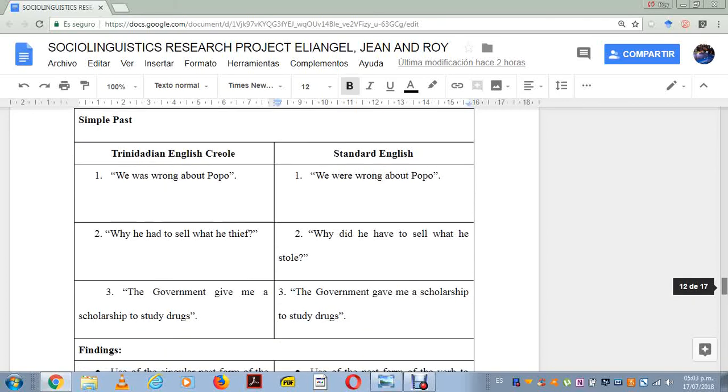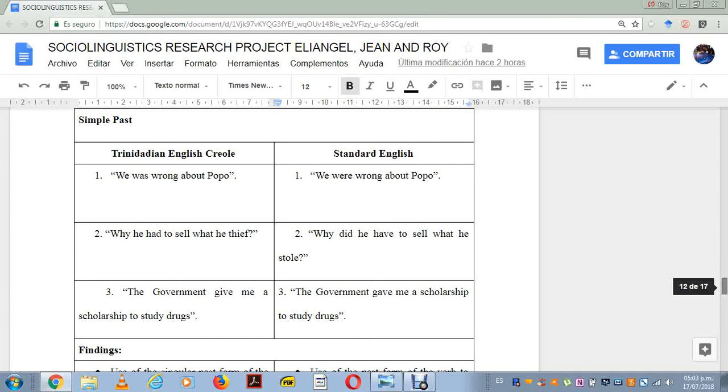In this case, the Trinidadian English Creole example says, "we was wrong about Popo." Meanwhile, the standard English is "we were wrong about Popo." So we can see the use of the past form of the verb to be. In the first one, the plural pronoun uses was, while in the standard version, the plural pronoun goes with were.